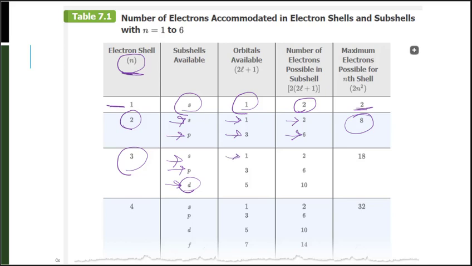In 3s, there's 1 orbital, which can hold 2 electrons. P has 3 orbitals that can hold 6 electrons. And D has 5 orbitals that can hold 10 electrons. So 18 total electrons for 3. In 4, we have S, P, D, and F. All the way at the bottom of the periodic table, we have our lanthanide and actinide series. 1, 3, 5, and those ones have 7 orbitals that can hold 14 electrons. The 4th energy level shell can hold 32.